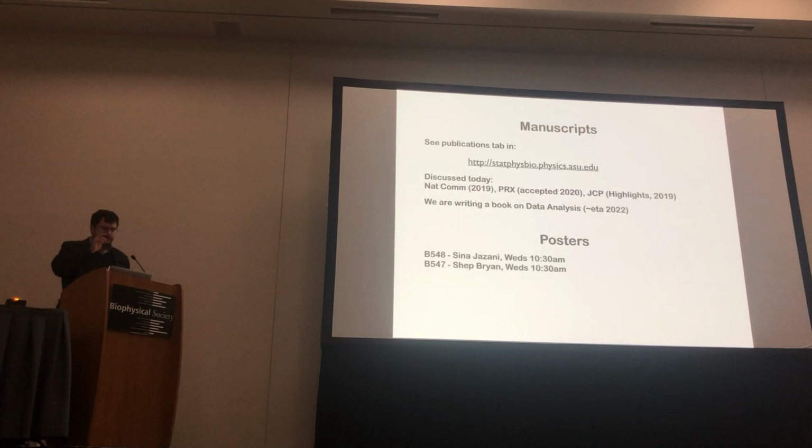So now, oh yes, and I should say there's a couple of manuscripts out there that summarize what I talked about. There's the Nature Communications paper from last year, PRX from this year, and a nice JCP highlight. If you want to run a GUI, that's great. We have it on our website.